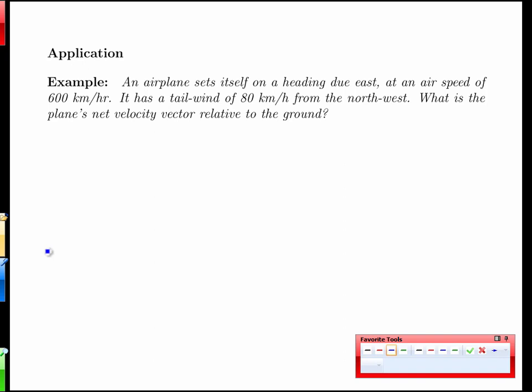Let's talk about an application of how we might see vectors arise in something a little more than just adding and subtracting or magnitudes. We've got an airplane that is heading due east, and that's what it says on its compass.